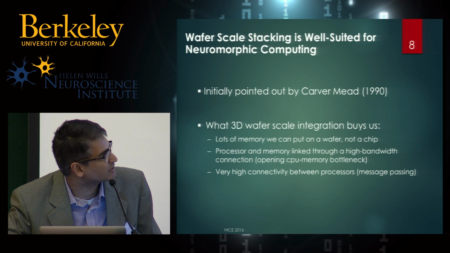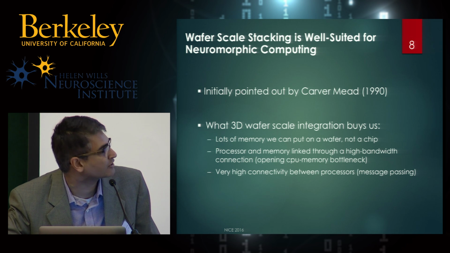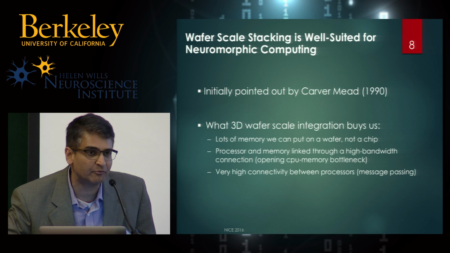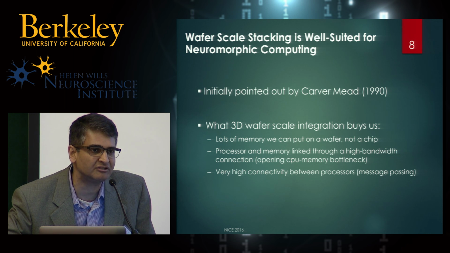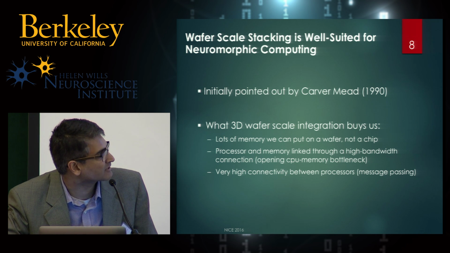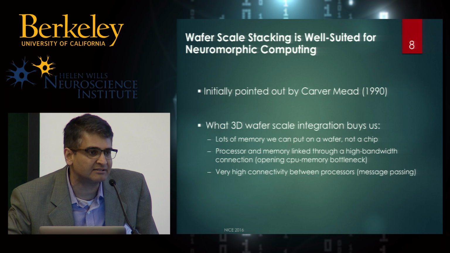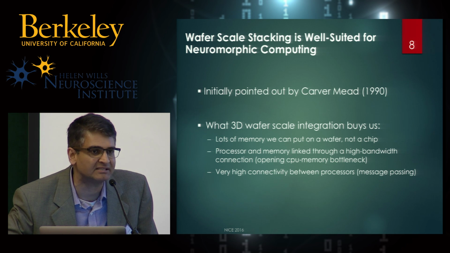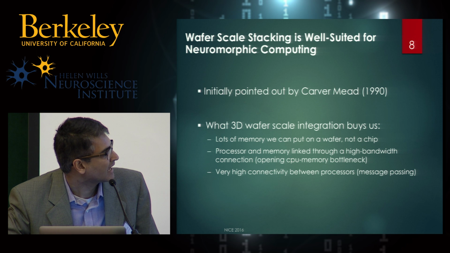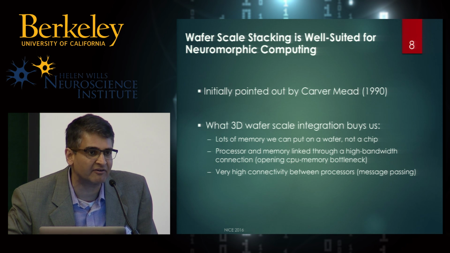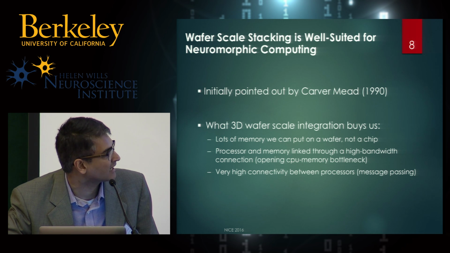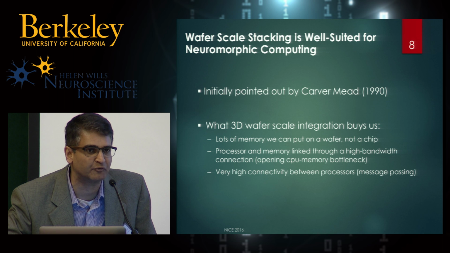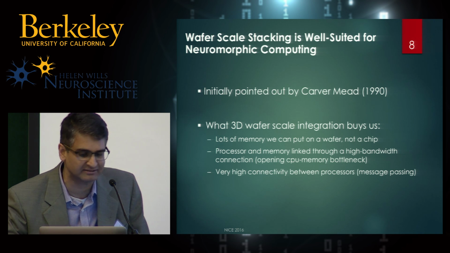It buys us lots of memory that we can now put on a wafer instead of on a chip. Now, there's been a lot of talk about co-location of the processor and the memory, so this allows us to get the processor and the memory linked through a high bandwidth connection, which opens up the CPU to memory bottleneck. And third, we get a very high connectivity between these processors, which is useful for passing messages back and forth amongst them.